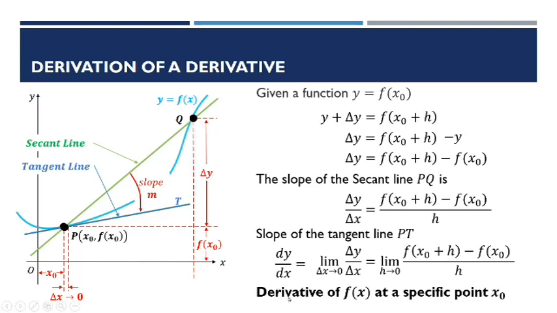And that is what we call the derivative of the function f of x at a specific point x sub 0. So yun yung slope ng tangent line PT at the point where yung x natin is x sub 0. So pabalik tayo doon sa point P na ang coordinate niya sa x-axis is x sub 0. So, specified point on the x-axis.